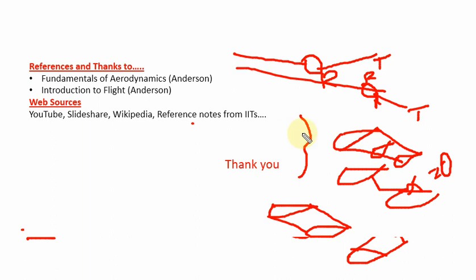I have taken reference from Anderson's book, Fundamentals of Aerodynamics, and similarly Introduction to Flight. Apart from that I have taken many references, like YouTube, SlideShare, Wikipedia and IIT professor notes, and based on those I am using these pictures and other material. You can check the total derivation in the textbook. This video will only be helpful for highlighting the topic.